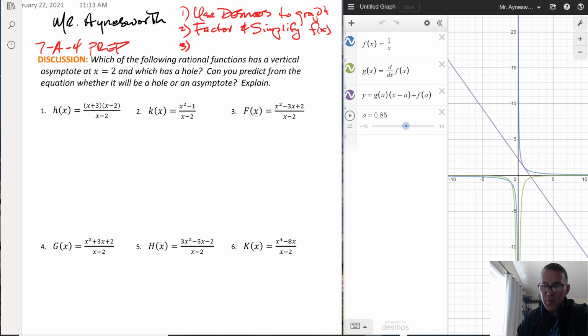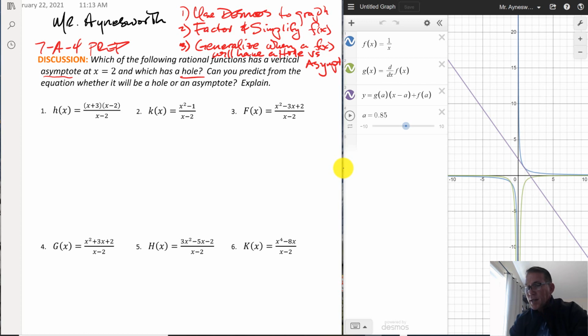Okay, and then number three. Number three, we want to generalize when does it have a hole versus what's called an asymptote. So what we want to do is generalize after we look at each function, factor and simplify each function, and also combine that with the use of Desmos. We want to generalize when a function, f of x in general, will have a hole versus an asymptote.